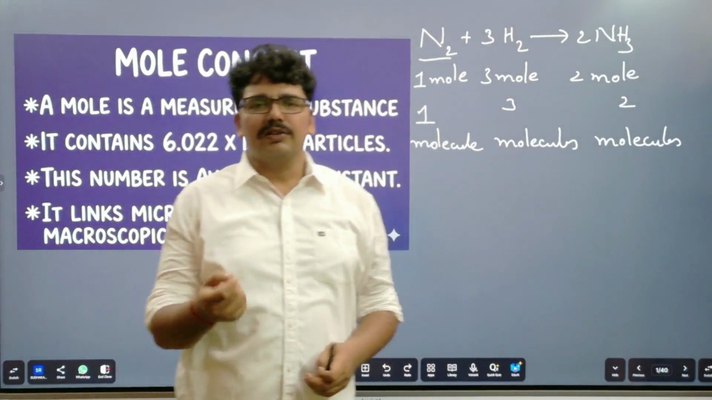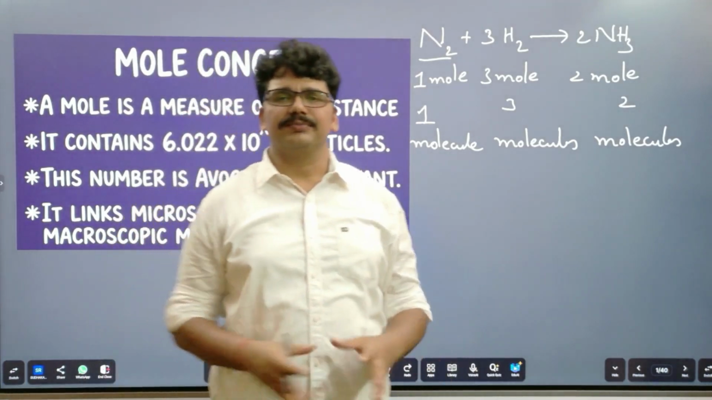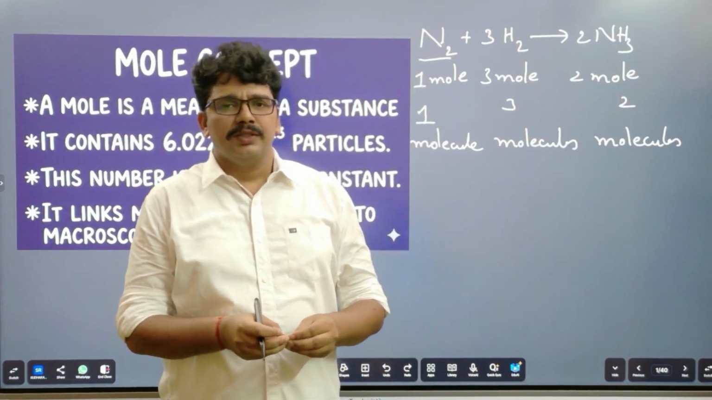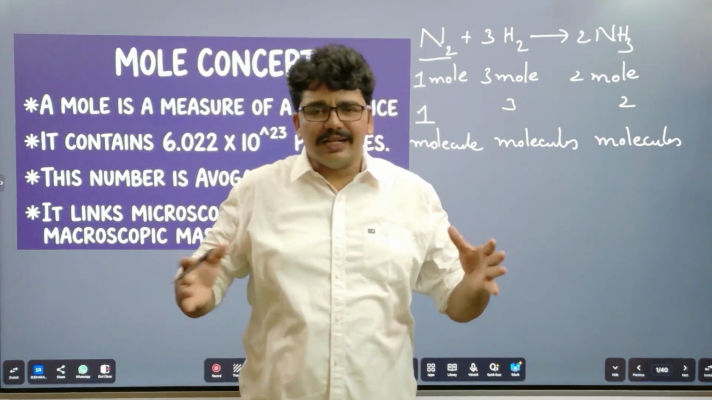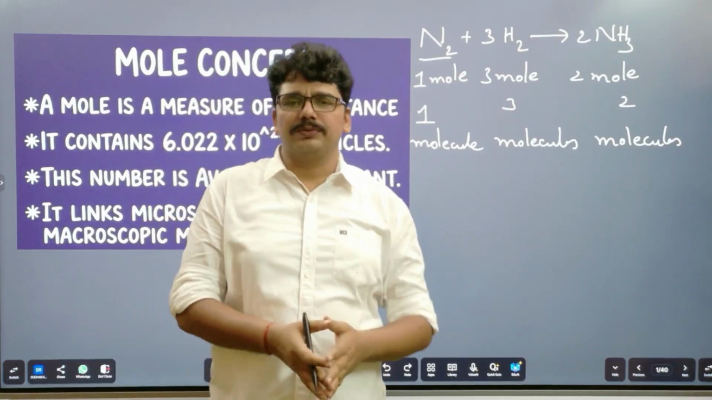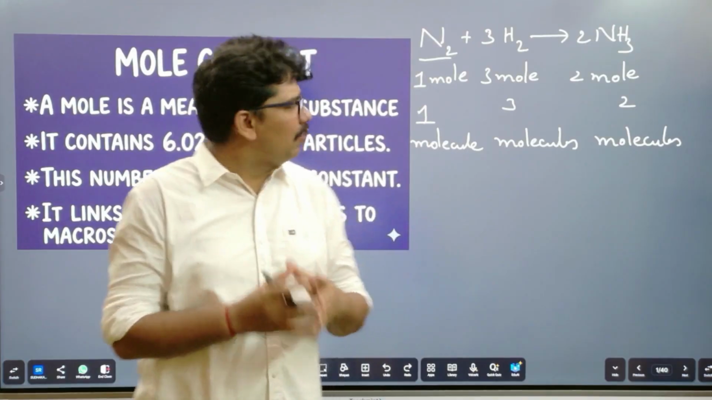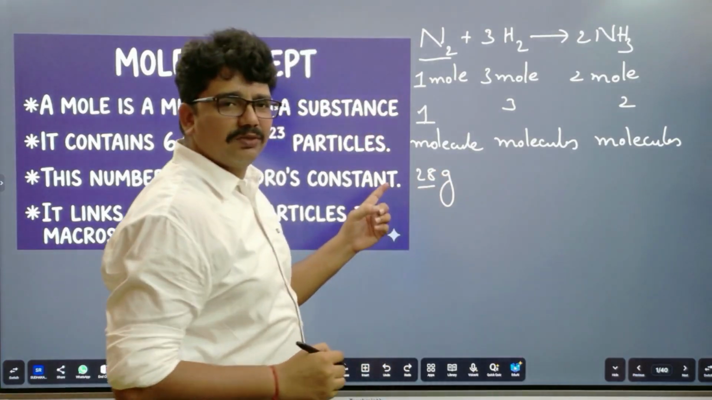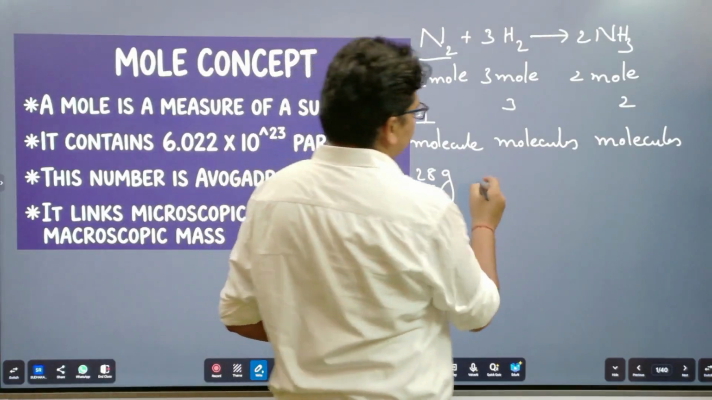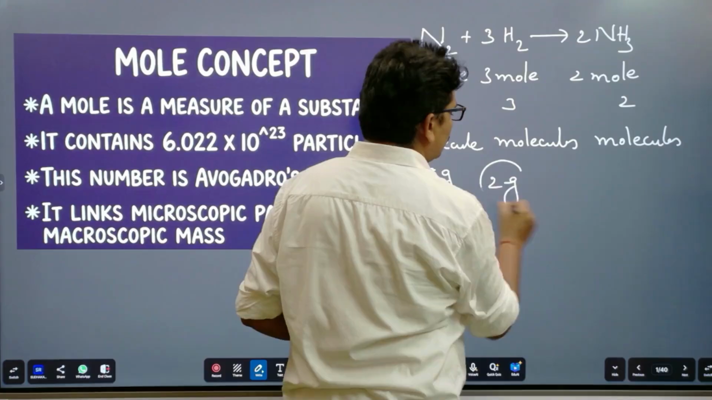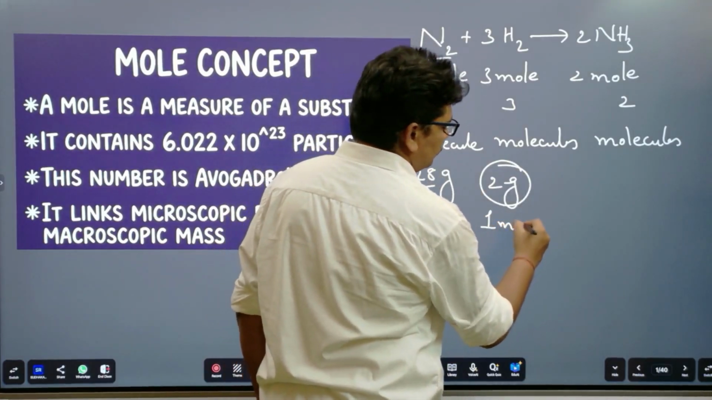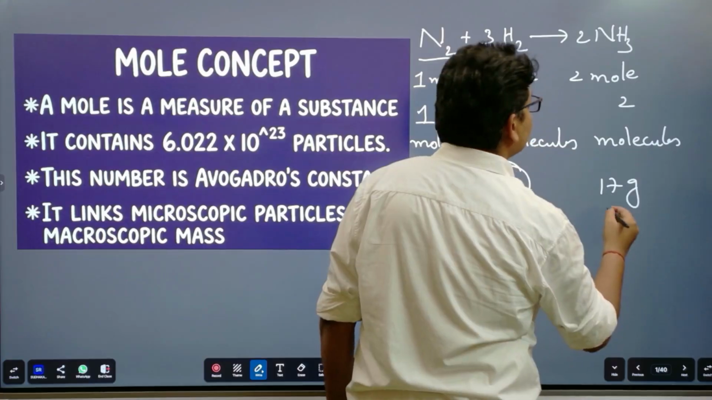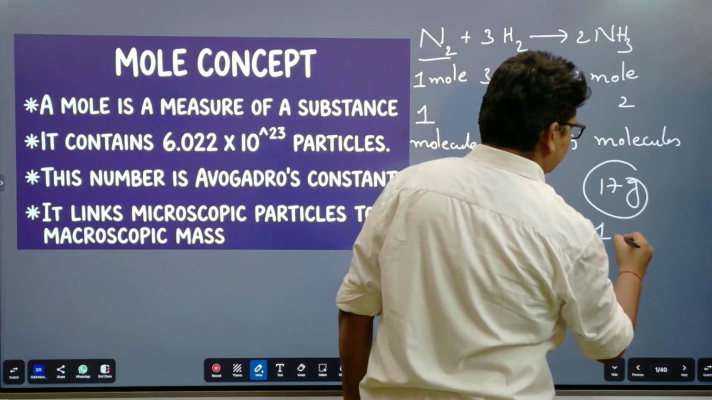But counting individual molecules is very difficult. Because the molecules are very small, it is impossible to count. So a certain amount of substance is taken as a mole. What is that amount? For nitrogen, 28 grams is taken as 1 mole. For hydrogen, 2 grams is taken as 1 mole. For ammonia, 17 grams is taken as 1 mole.